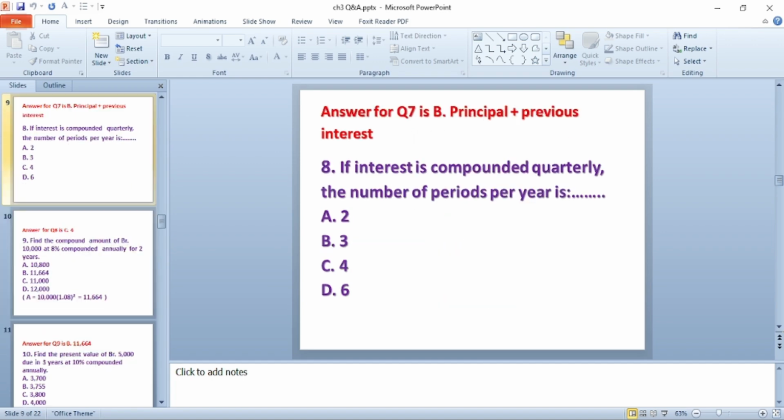Question number 8. If interest is compounded quarterly, the number of periods per year is dash. So the answer for this is, since it is quarterly, the number of periods is C. 4.